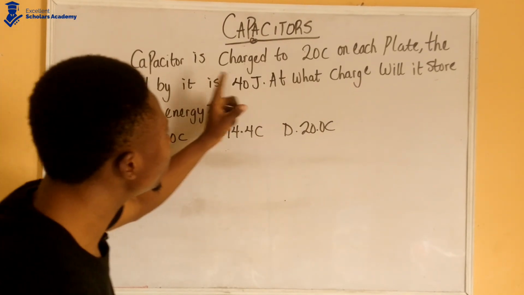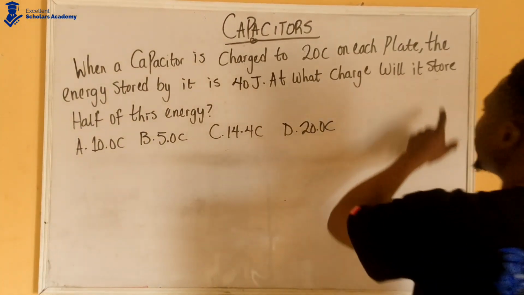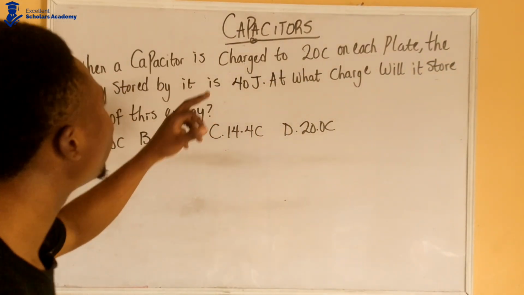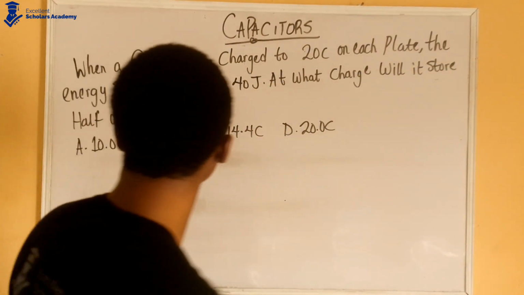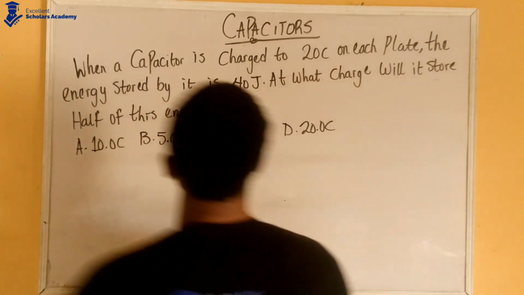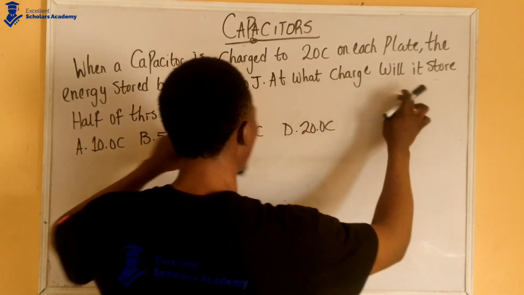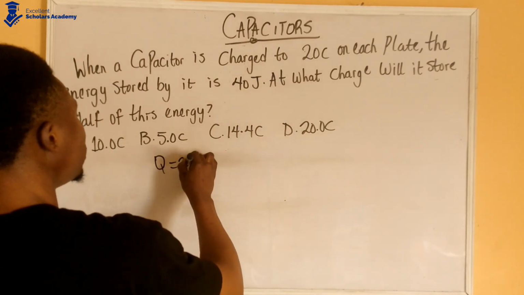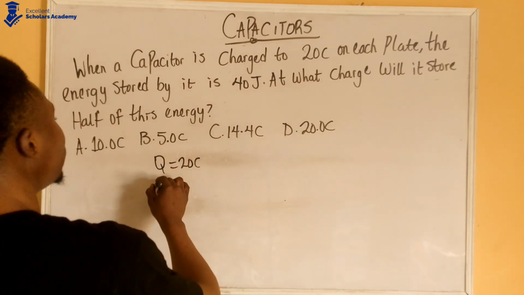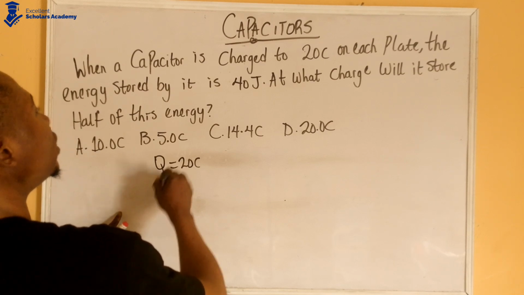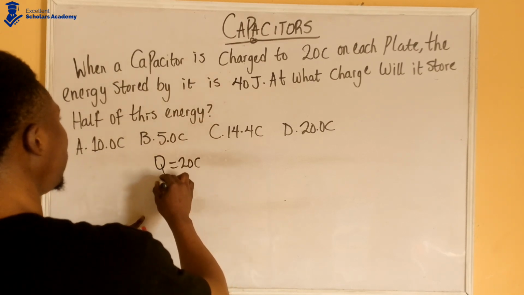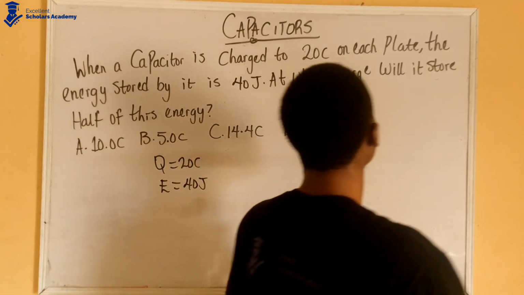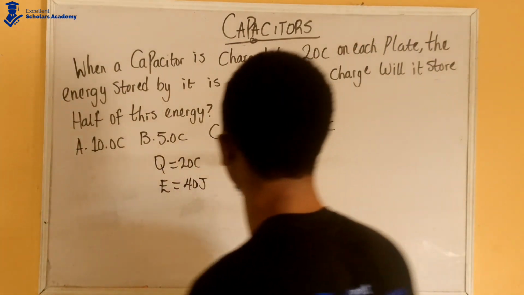When a capacitor is charged to 20 coulombs on each plate, the energy stored by it is 40 joules. At what charge will it store half of this energy? Now, just hold on here. Before we go and answer this question, let's hold on here. We have charge given to us at 20 coulombs, and then we also have the energy given to us as 40 joules. So it now says at what charge will it store half of this energy? Half of this energy.